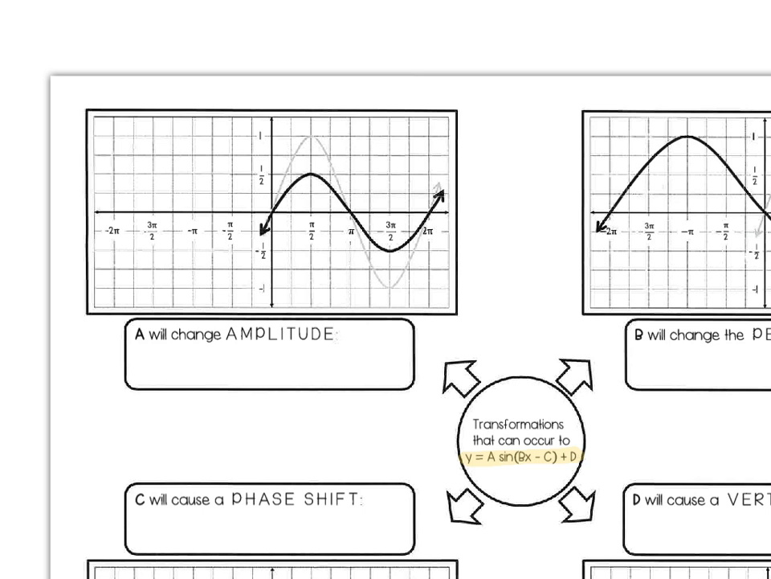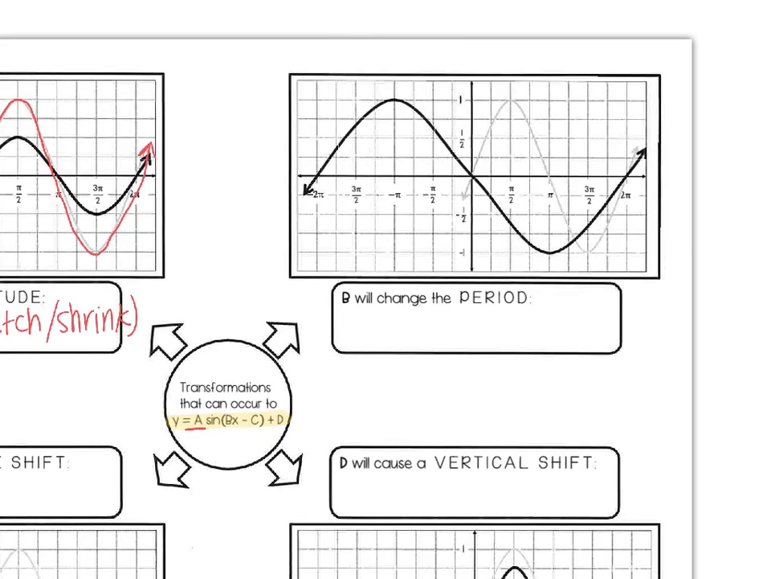So A, this A value in front right here, will change the amplitude, and that is the height of the function, okay? So A will stretch or shrink our curves. So if this is our parent function, this black one, changing A could stretch the function like this and make it go higher, or shrink the function and make it go lower, like less high.